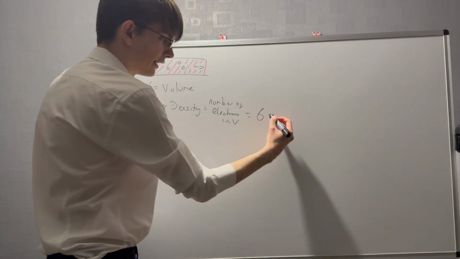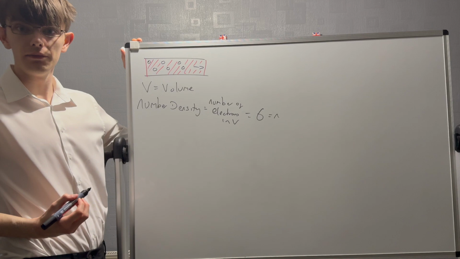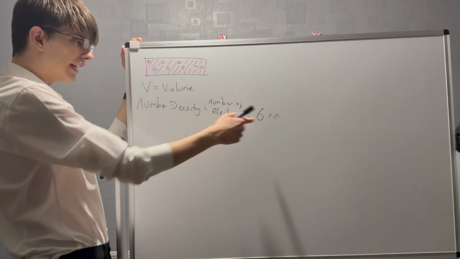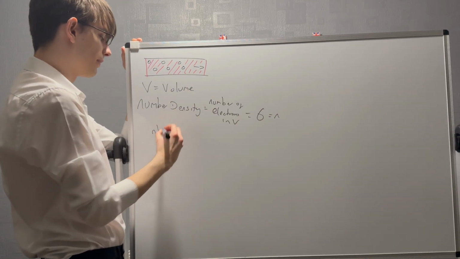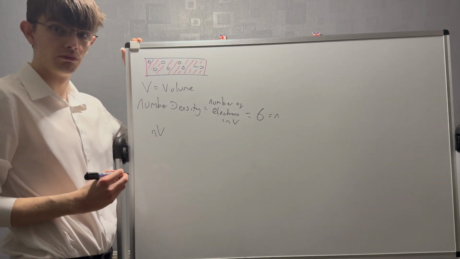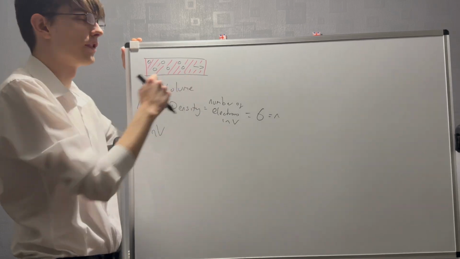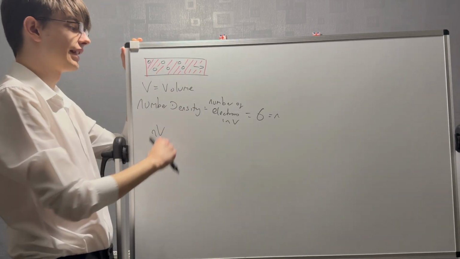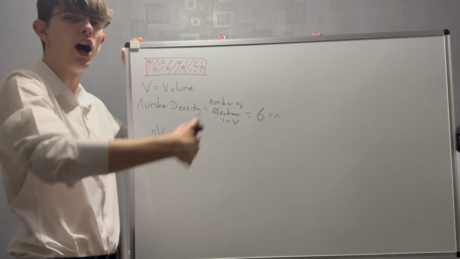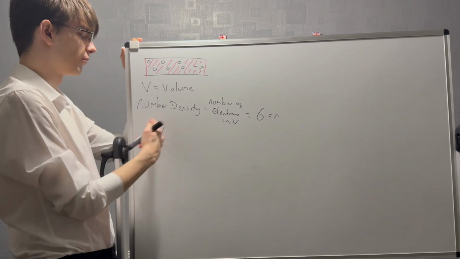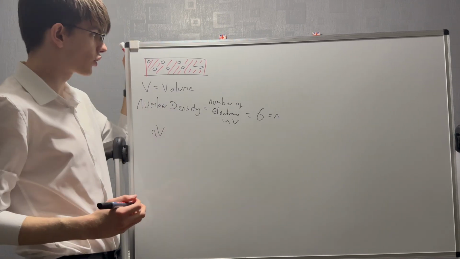So the number density, which is little n, that is a number density. If I were to multiply the number density by the volume, then I will end up with the total number of charge carriers within this volume. Yeah, because number density is a number of charge carriers per volume. So if I times it by volume, I just get the number of charge carriers.